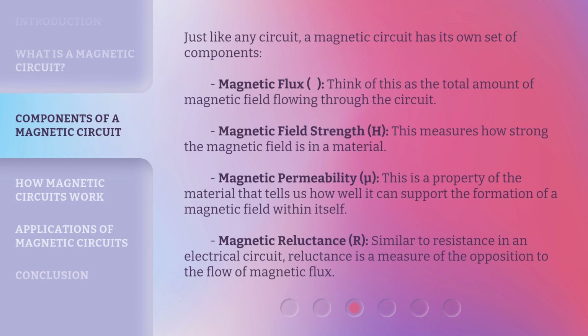Just like any circuit, a magnetic circuit has its own set of components. Magnetic flux, phi. Think of this as the total amount of magnetic field flowing through the circuit. Magnetic field strength, H. This measures how strong the magnetic field is in a material. Magnetic permeability, mu. This is a property of the material that tells us how well it can support the formation of a magnetic field within itself. Magnetic reluctance, R. Similar to resistance in an electrical circuit, reluctance is a measure of the opposition to the flow of magnetic flux.